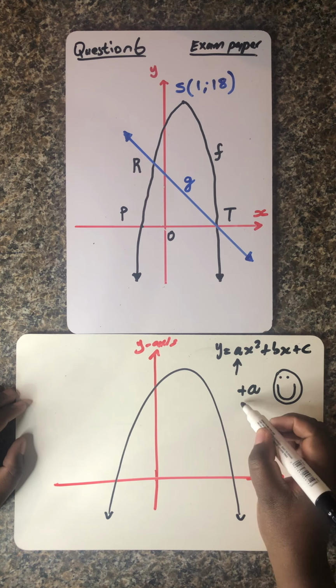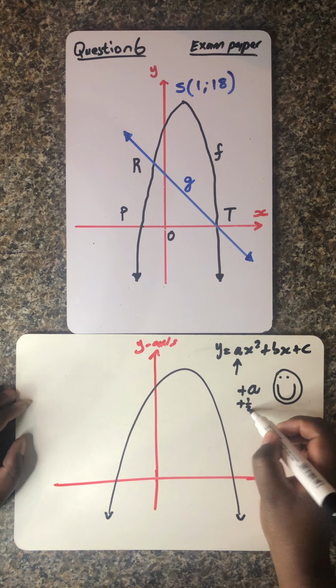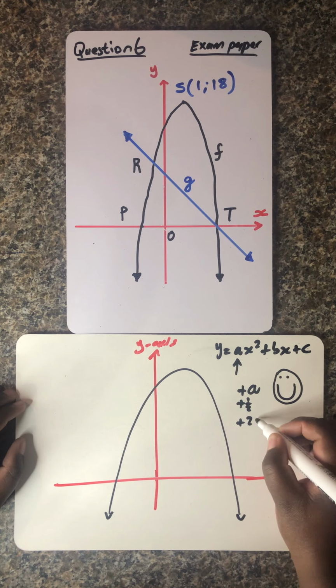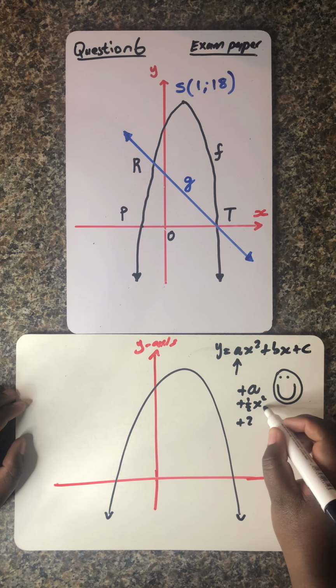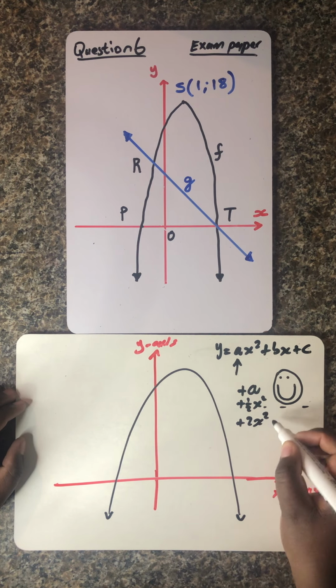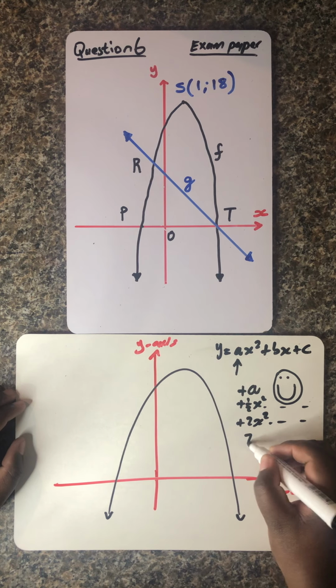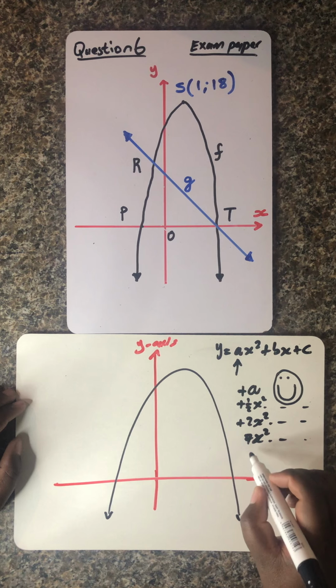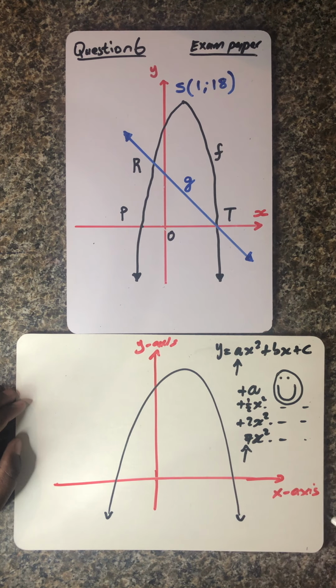It could be positive 1 over 2, it could be a positive 2. Remember, it's x squared and everything. It could be 7x squared and whatever. For the fact that the a value is positive, it means we've got a smiling shape.